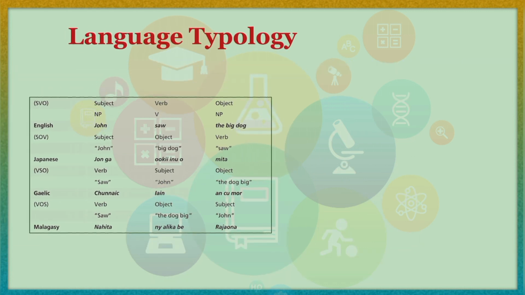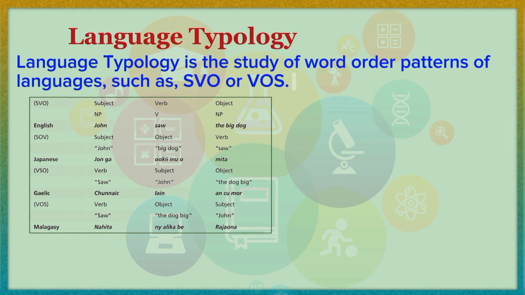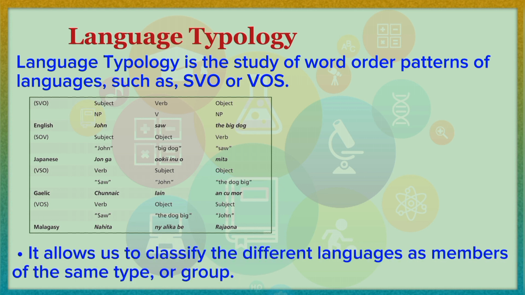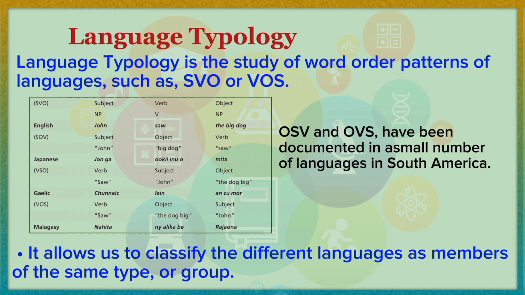Language typology. Language typology is the study of word order patterns of languages, such as S, V, O, or V, O, S. This is the study of similarities in the grammatical structures of languages that allow them to be classified as members of the same type or group. The other two possibilities, O, S, V and O, V, S, have been documented in a small number of languages in South America.